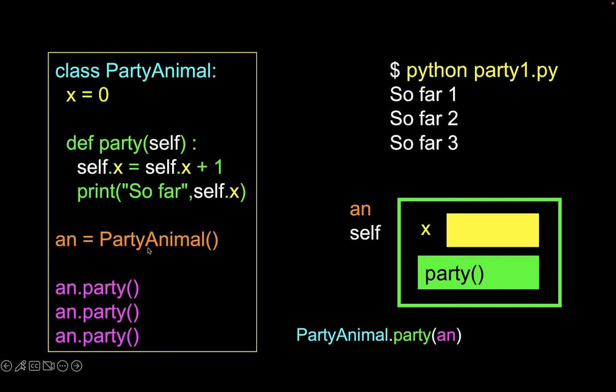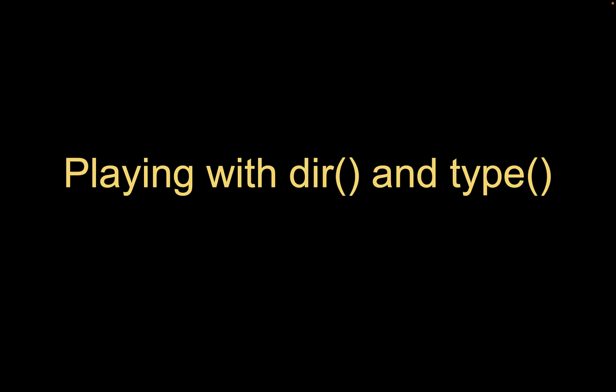And then we call it party one. We call it a party, and we get so far one, so far two, so far three. And we saw that that's how the refactored version behaved as well. Okay. Now let's play with the dir and type functions in order to learn a little bit more.